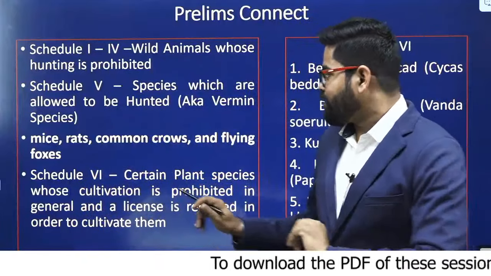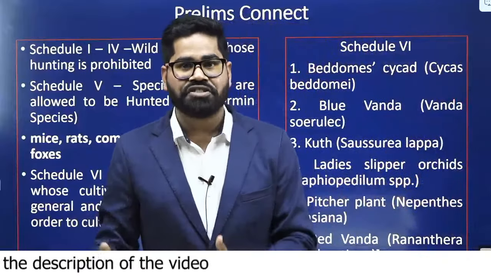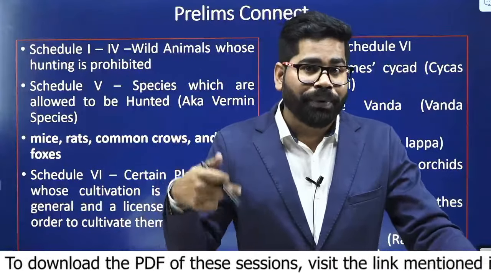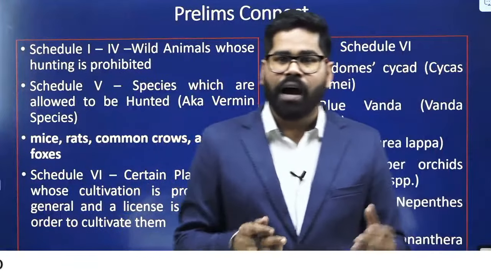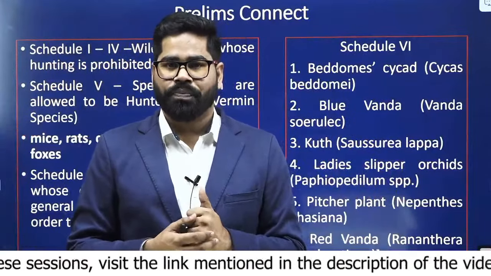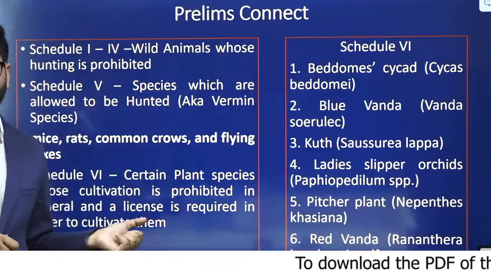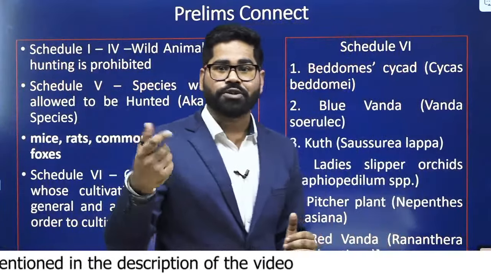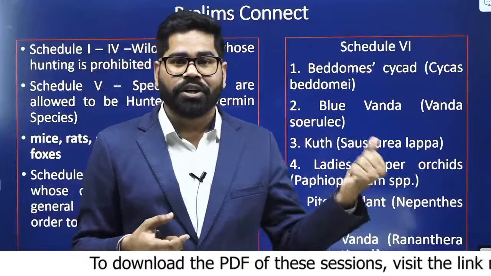Then Schedule 6 has certain plants whose cultivation is prohibited in general, but if certain people want to cultivate that plant, they have to obtain a license for its cultivation. Some of them are invasive, and some are carnivorous plants. So for multiple reasons they have been prohibited, but that is the main implication we can draw from it. These are plants whose cultivation is prohibited in general, and if someone still wants to cultivate them, they need this license in order to cultivate those plants.